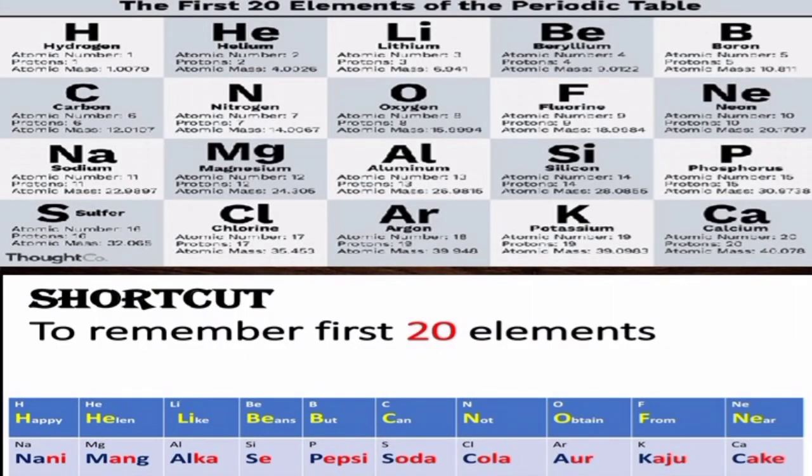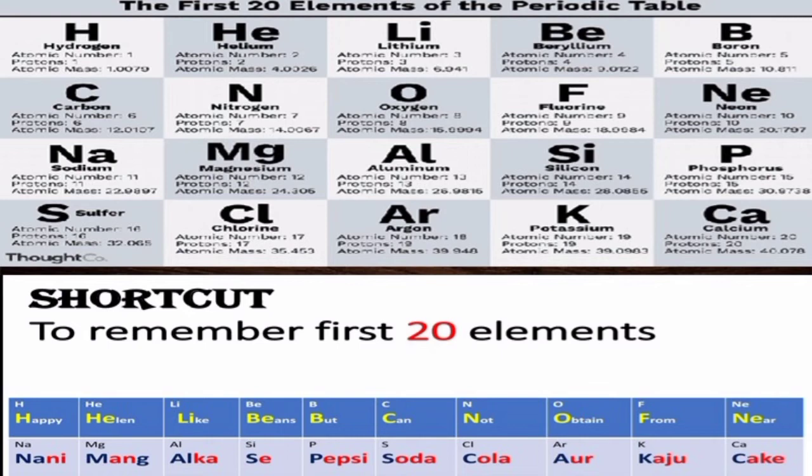Now children, as far as remembering the names of the elements or the symbols or the chemical names is concerned, you need to remember only 20 elements of the periodic table as far as your 10th standard exams are concerned. But how do we remember the names of these elements? There are some shortcuts, and so many shortcut techniques are given. From that, I am giving you one or two techniques to remember the first 20 elements of the periodic table.